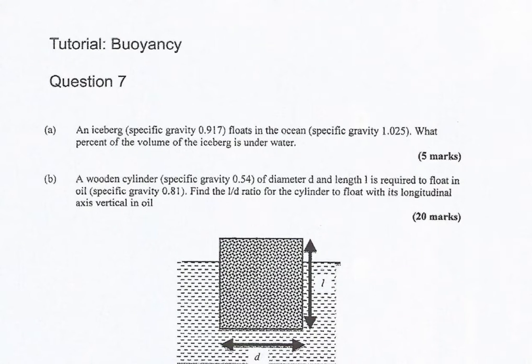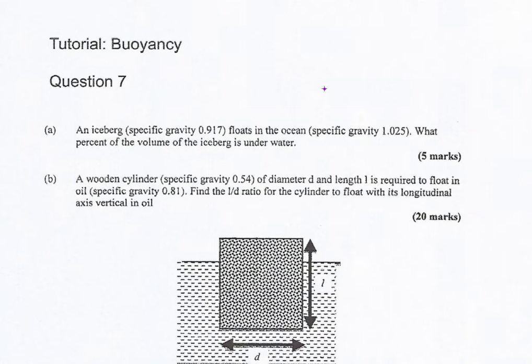So this is question 7 for buoyancy. An iceberg, specific gravity 0.917, floats in the ocean, specific gravity 1.025. What percent of the volume of the iceberg is underwater?